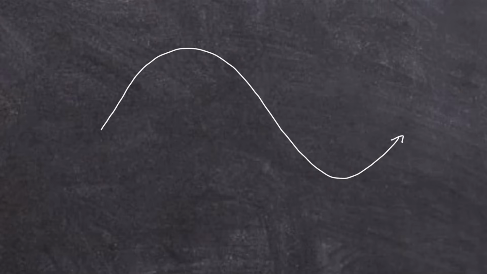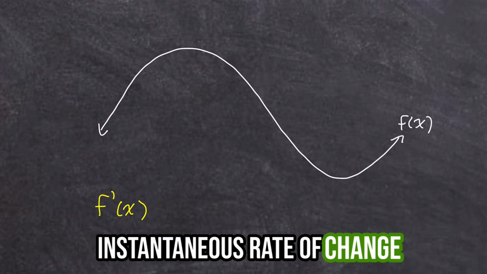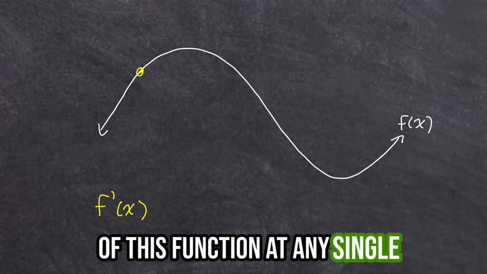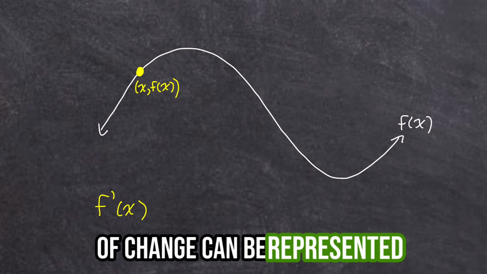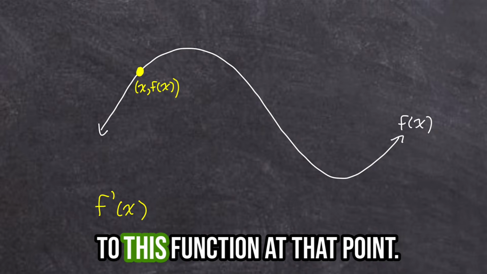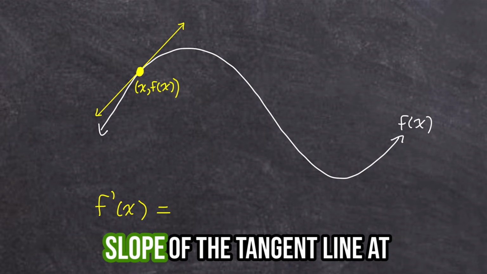For some function f of x, its derivative, f prime of x, is an equation that gives the instantaneous rate of change of this function at any single point. And that instantaneous rate of change can be represented by the slope of a line tangent to this function at that point.